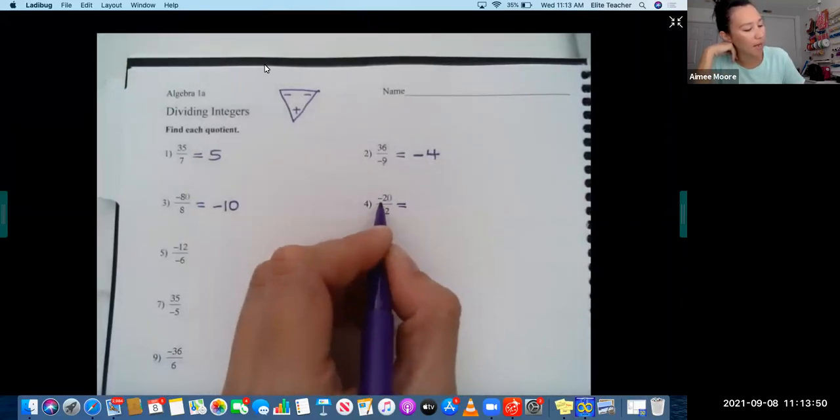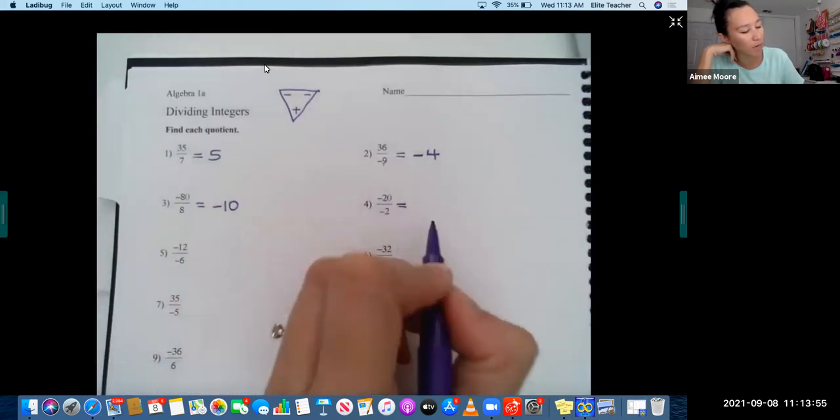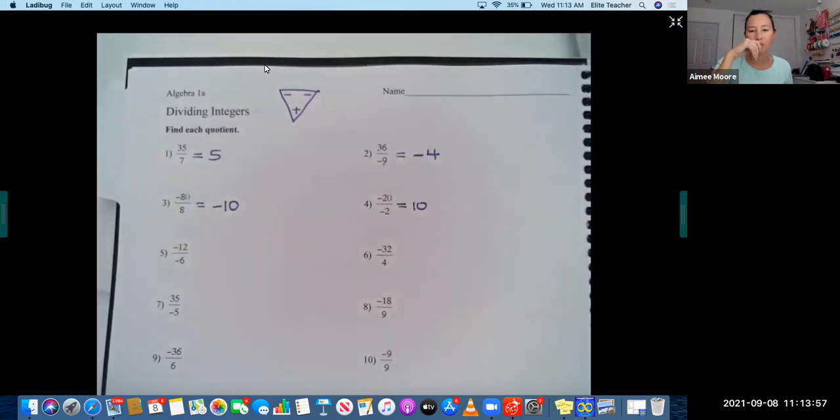We'll do one more. Negative divided by a negative. The signs are the same, so our answer is positive. So 2 times what is 20? 2 times 10. Okay, are there any questions?